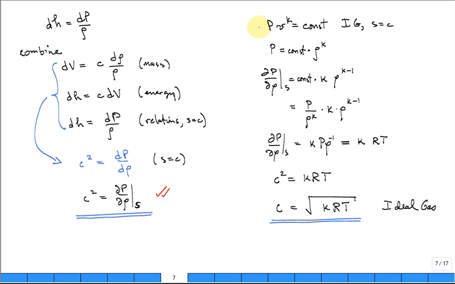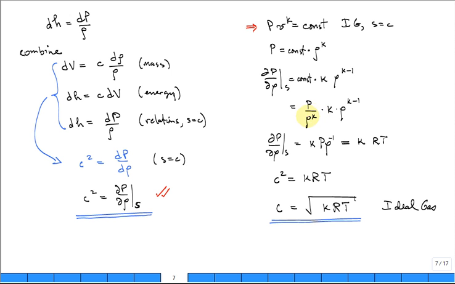Take that now and apply it for an ideal gas. What do we know about an ideal gas? Do we know that P v to the k is a constant for an isentropic process? It is. So in other words, you can say P is equal to that constant times rho to the k. If you take the derivative of pressure with respect to density, assuming entropy is constant, you get that constant times k times rho to the k minus 1.